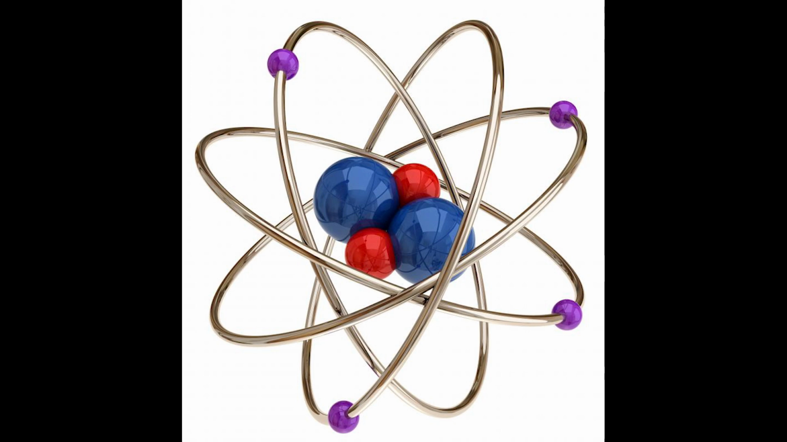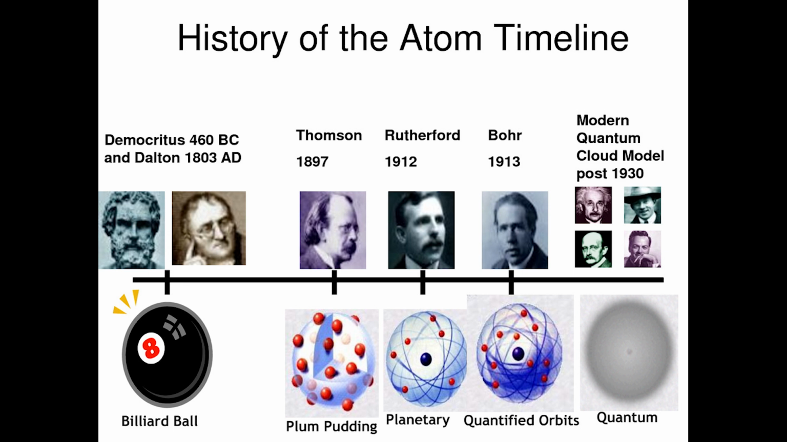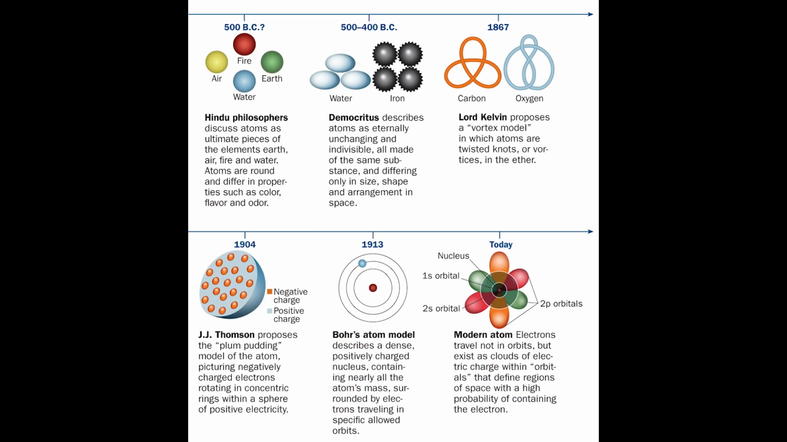Rutherford discovered that atoms have a small, dense nucleus at their center, which contains most of the atom's mass and positive charge. This led to the Rutherford model of the atom, where electrons orbit the nucleus, similar to planets around the sun. Niels Bohr further refined the atomic model in 1913 with his Bohr model, which introduced the concept of quantized energy levels for electrons.